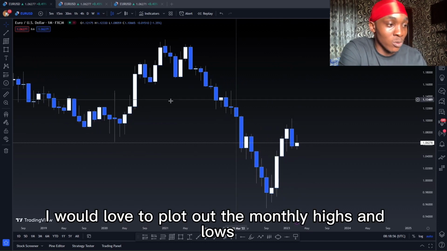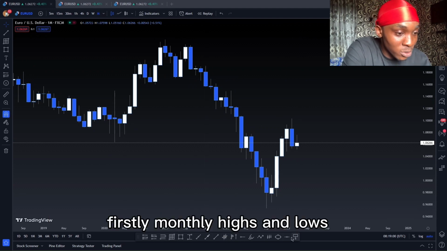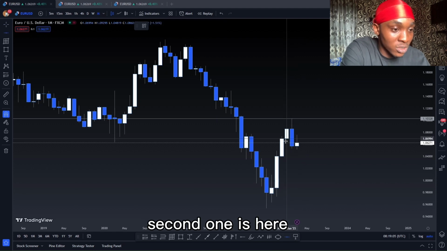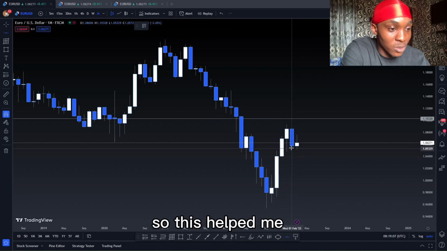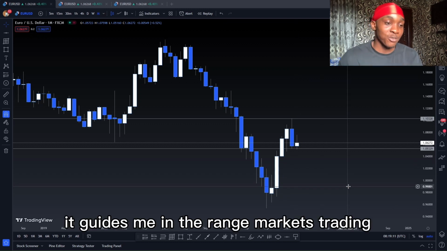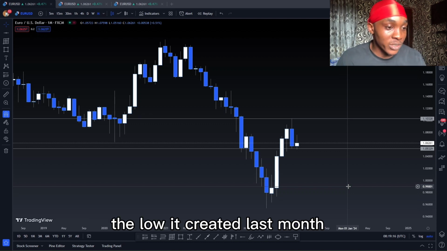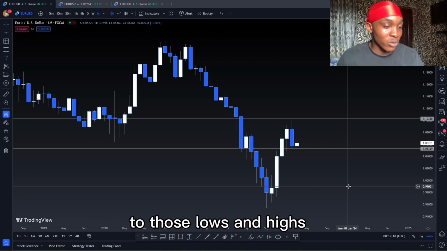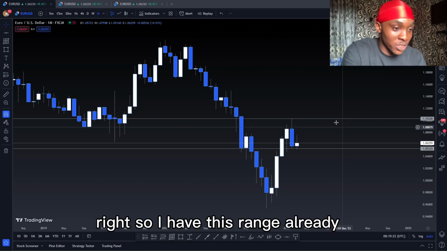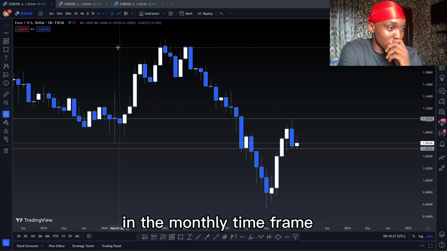As this is the monthly time frame, the first thing I'll be wanting to do is plot out the monthly highs and lows. Firstly, monthly highs and lows here. This is the first one. The second one is here. So this guides me in the range the market is trading. The high it created last month, the low it created last month, the market can easily spike to those lows and highs and create opportunities, right? So I have this range already. This is my monthly range, the monthly highs and lows. That's the first thing I do in the monthly time frame.